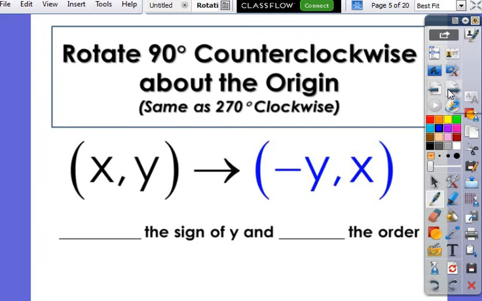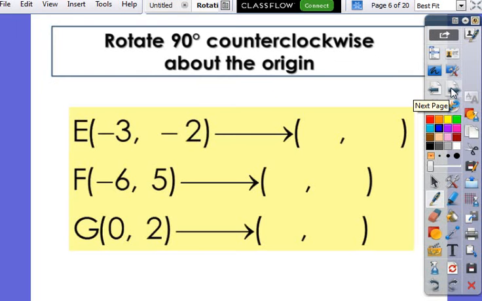Next one. 90 counterclockwise. Counterclockwise again is which way? Counter is to the left. So counterclockwise 90 is the same as clockwise 270. So either 1 to the left or 3 to the right. Rule says change the sign of the Y and swap the order. All right, so 90 counterclockwise, what does the rule say? Change the Y, swap the order. So this is going to be a positive 2, and then I swap the order, it becomes 2, -3.